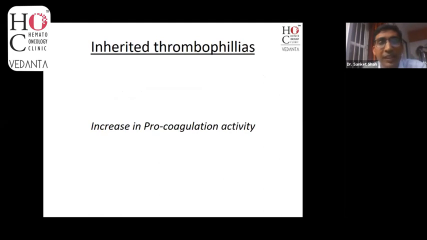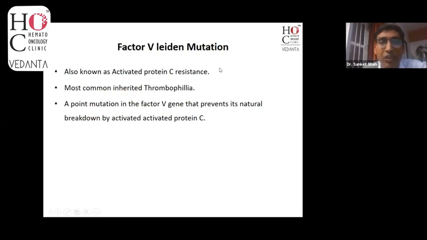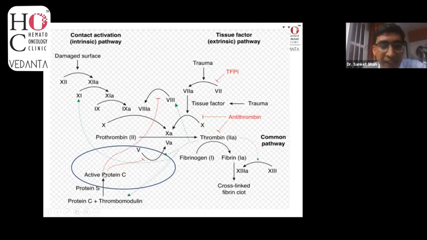So first, inherited thrombophilia with increased procoagulant activity. Factor V Leiden mutation, we all know, we commonly use this terminology. It is also known as activated protein C resistance. It is the most common inherited thrombophilia. There is a point mutation in the factor V gene, which prevents its natural breakdown by activated protein C. Here, if you can see, activated protein C causes breakdown of activated factor V. Now, when there is resistance at this site, persistent activated factor V converts prothrombin into thrombin, resulting in thrombus formation.